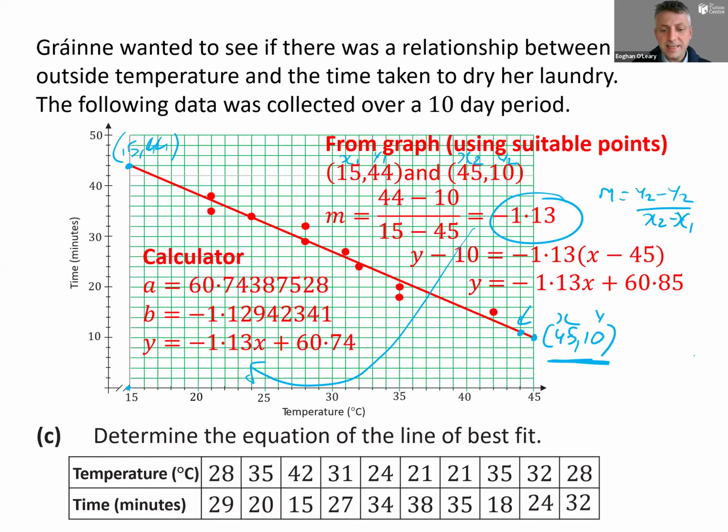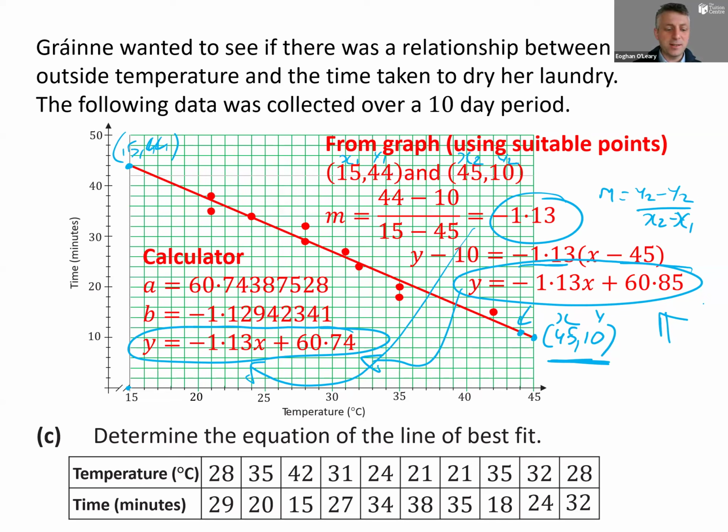So my y minus 10 is equal to my slope, minus 1.13, times x minus 45. Multiply it all out, bring everything over to the right-hand side, and I get a line which is very similar to what I have here. So if I use the calculator, I get y is equal to minus 1.13x plus 60.74. If I calculate my slope and find my equation, I get y is equal to minus 1.13x plus 60.85. So if your line looks something like that, you're going to get the full marks.